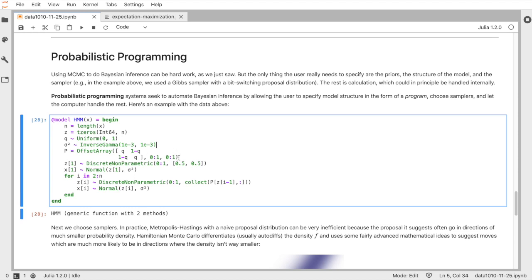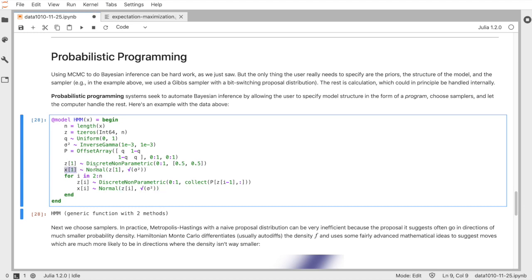Then we define our P matrix just as we did before. So that's an array indexed by 0 and 1 along each axis. And it's just a Q staying probability and a 1 minus Q switching probability for each state. Z1 is going to be randomly chosen from 0 to 1, with probabilities given by 0.5 for each. So discrete non-parametric is the distribution's name for a discrete distribution where we're going to explicitly specify the possible values and the probabilities for each of those values.